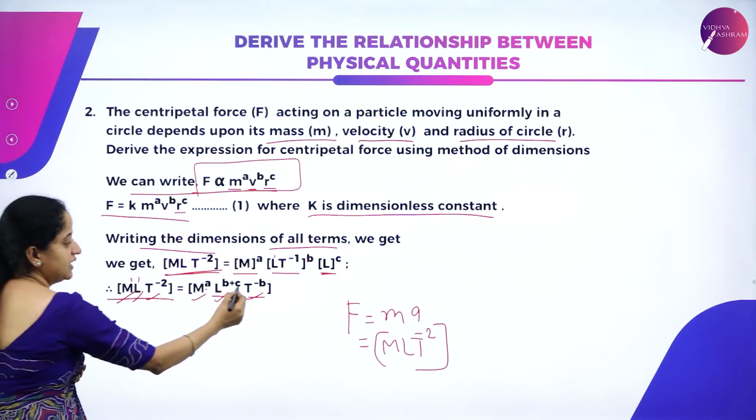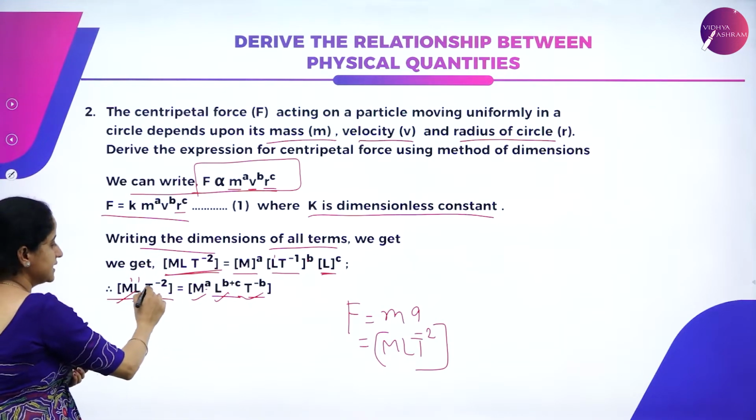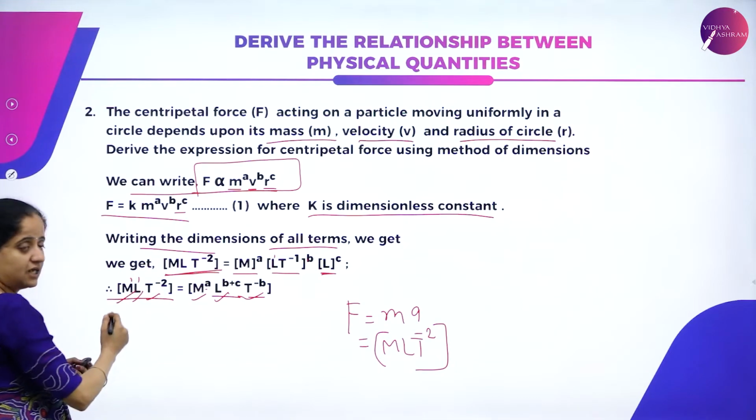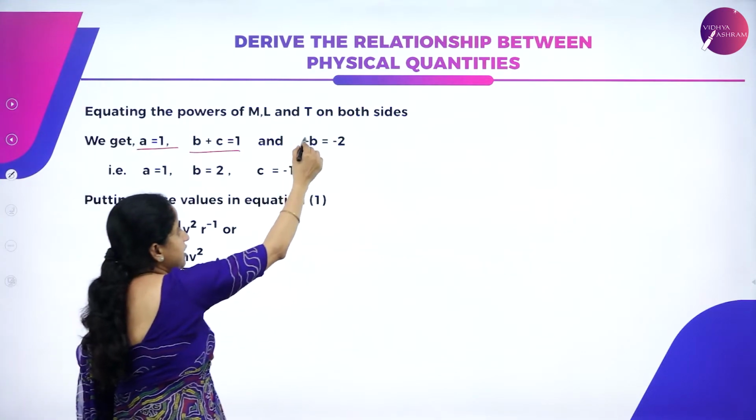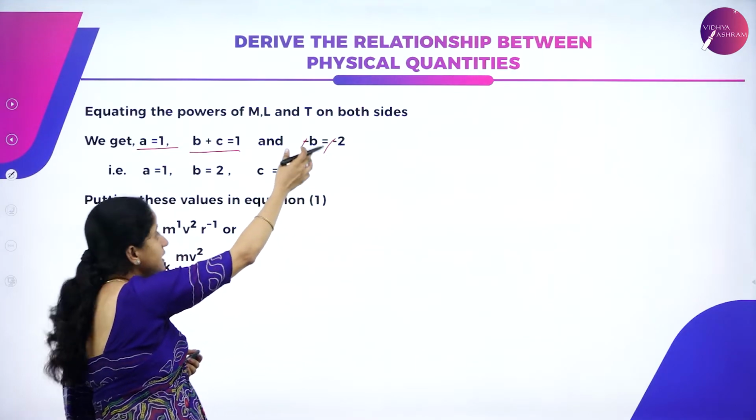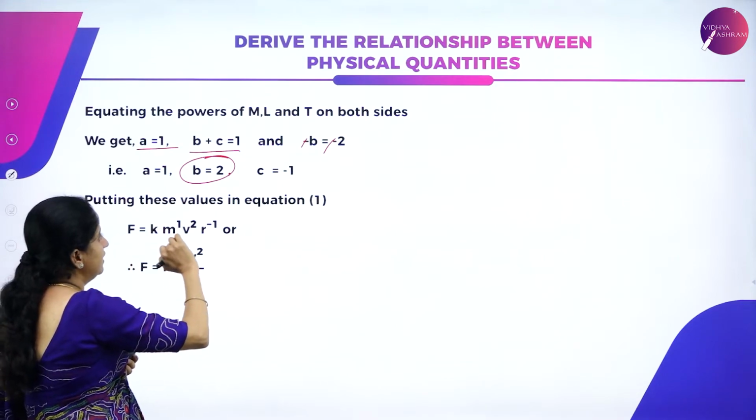And next we have T raised to minus B, which is equal to T raised to minus 2. Since the bases are same, the powers get equated, which means minus B is equal to minus 2. Since we have minus on both the sides, they get cancelled and the value of B we get is 2. So now let us calculate the value of C.